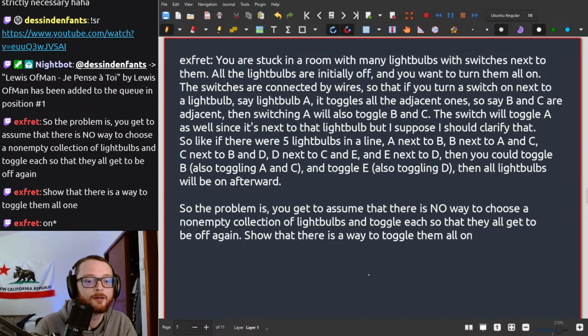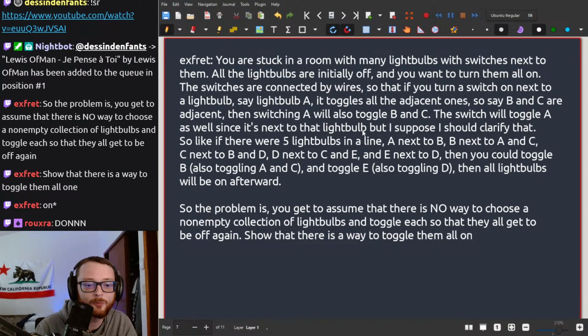Okay. Problem is, you get to assume that there's no way to choose a non-empty collection of light bulbs and toggle each so they all get to be off again. There's no way to choose a non-empty collection of light bulbs.